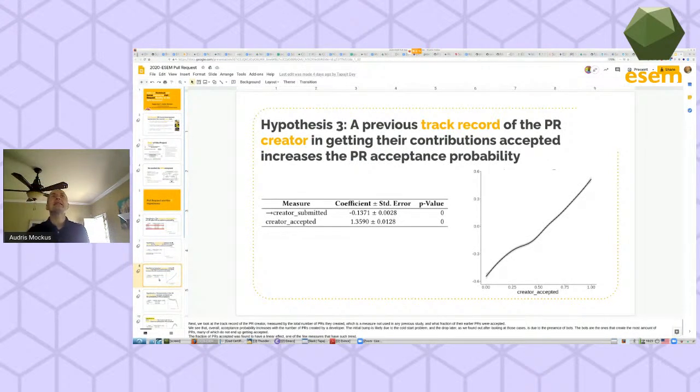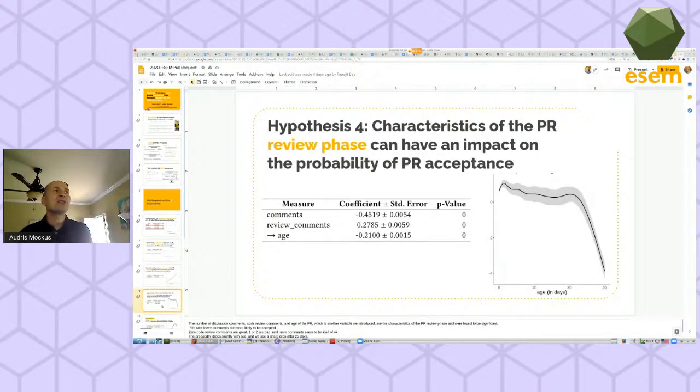Our third hypothesis is basically a track record. Everybody knows, as a maintainer and as a contributor, that if you have been able to have PRs accepted in the past, not just for the specific project you're submitting to, but more generally, that in general increases the chances of acceptance. And again, we see a pretty strong and linear relationship. We see two ways to operationalize that: whether the creator submitted or the creator had PRs accepted. Both of these factors increase the chances of acceptance, and increase them linearly.